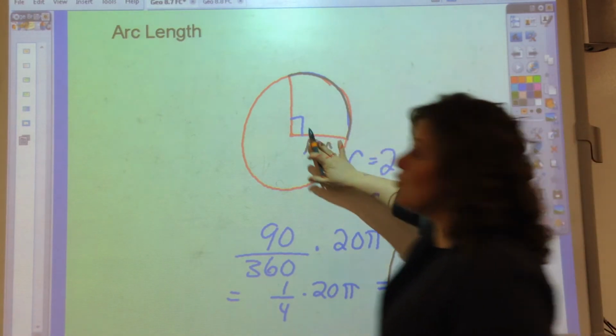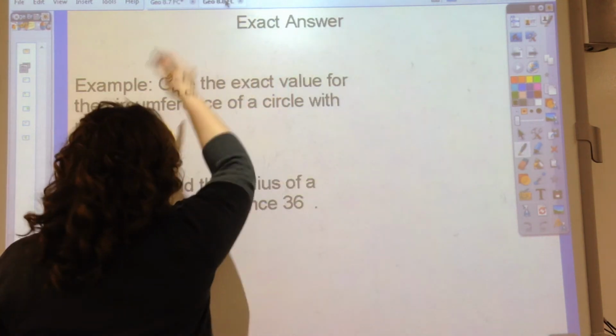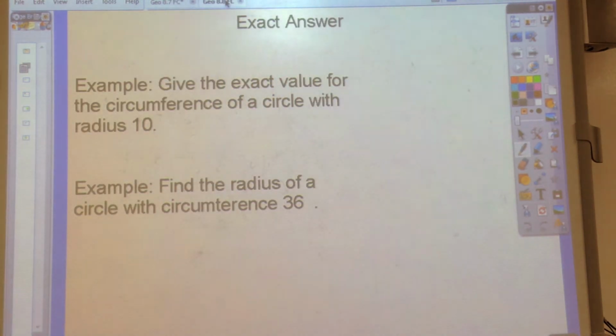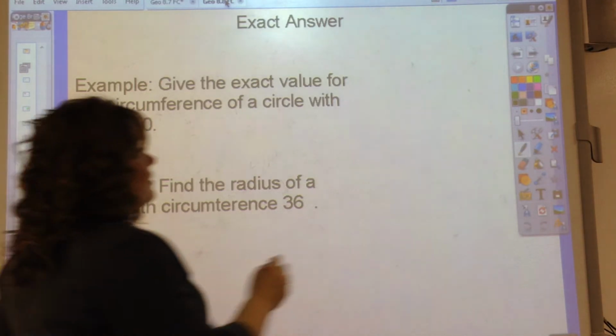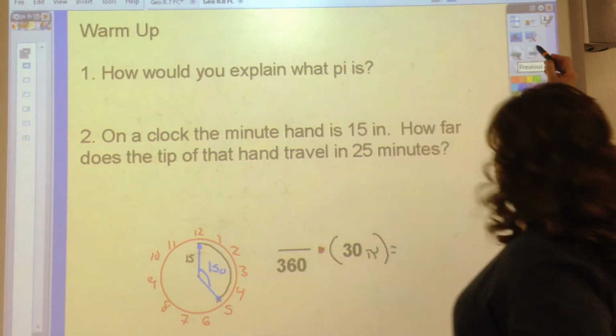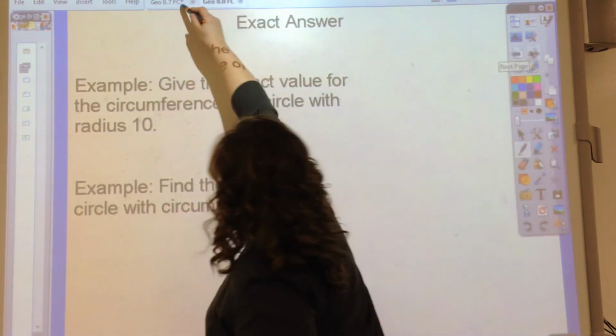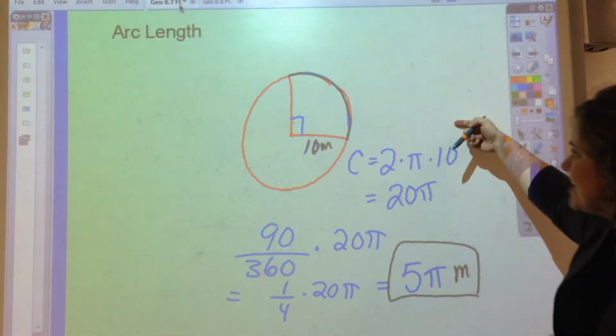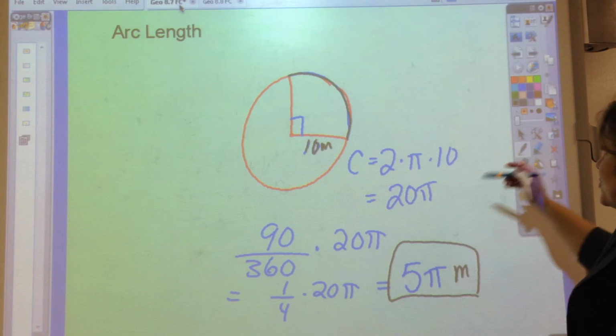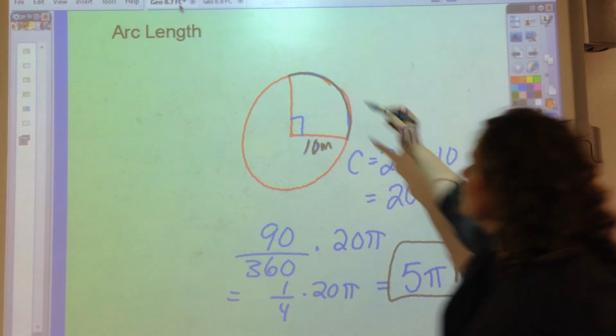All right, no video question on 7-8, or 7-7. Let's move on to 7-8. If we want to give the exact value for the circumference of a circle with radius 10, I do believe, oops, we just found it. Our exact value of a circle with radius 10 was right here, 20 pi.